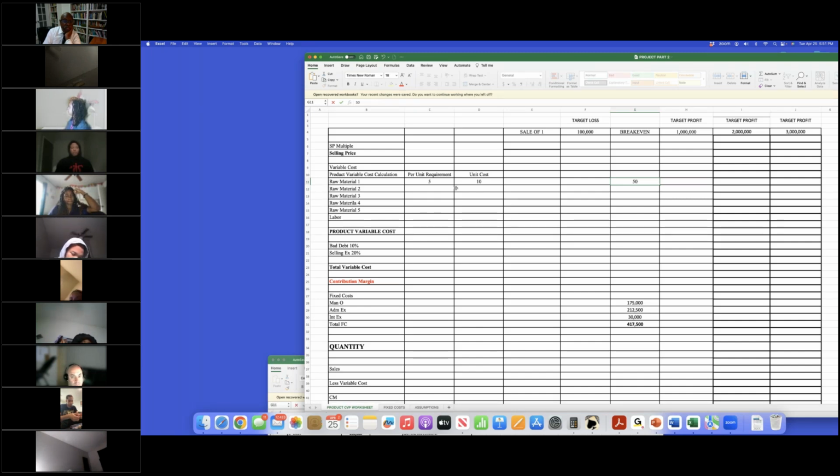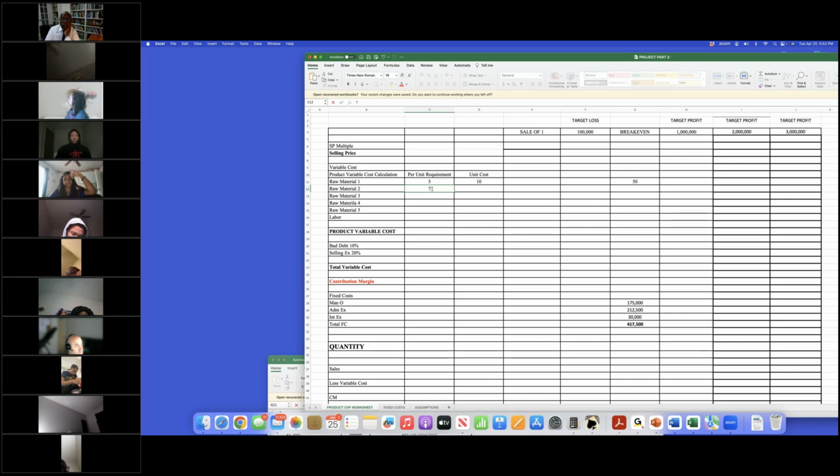Now, the second raw material was what? The paper. And how many did we need? 7. What was the unit cost? $7. So that was what? 49. And then your labor was what? 1. But what's the per unit requirement? 20. Then the labor rate was what? 20. And so that was 1 here.